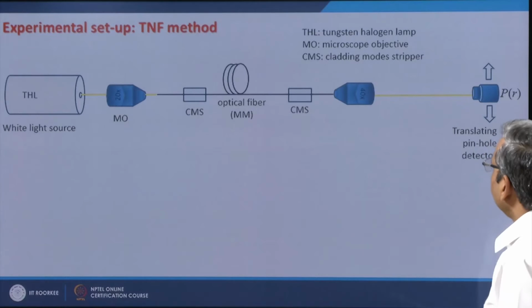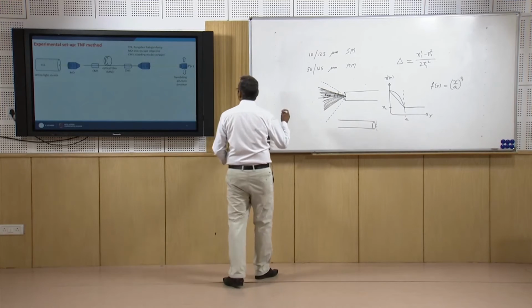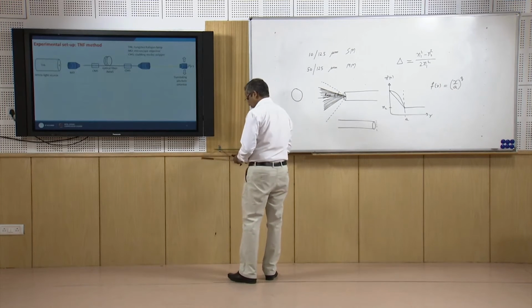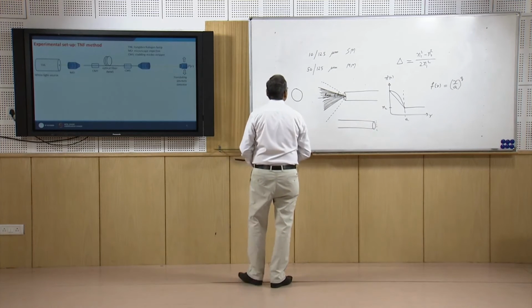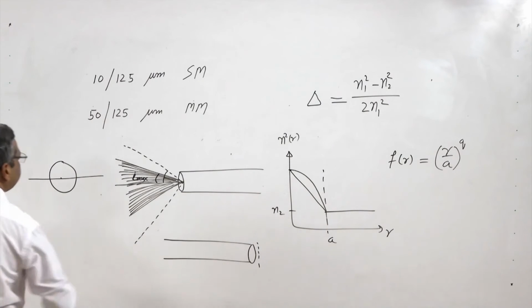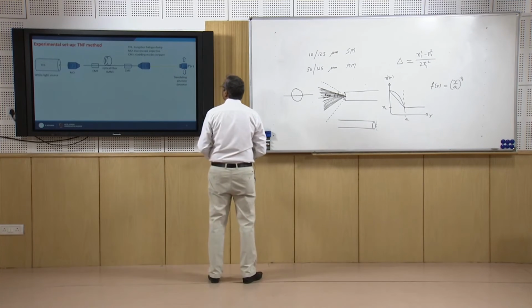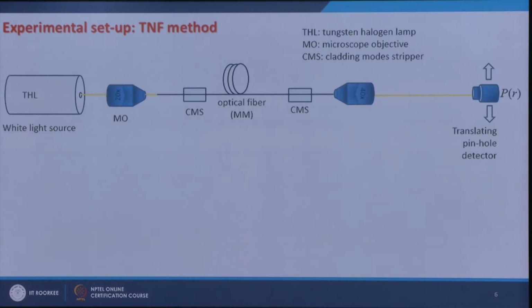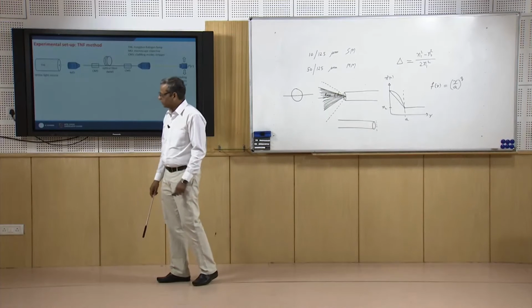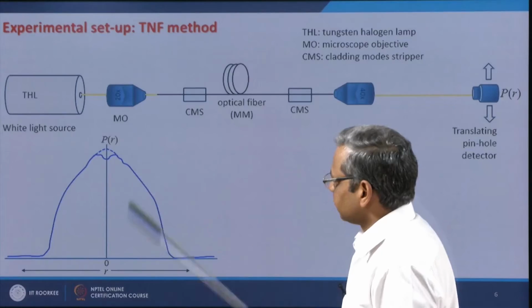So, I capture the near field and I image that near field onto this pinhole detector. So, I will have a spot like this, and then with the help of the pinhole detector I scan the intensity across a diameter, which is given by this P(r). So, P(r) is the near field intensity distribution. When I plot it, it comes out like this.